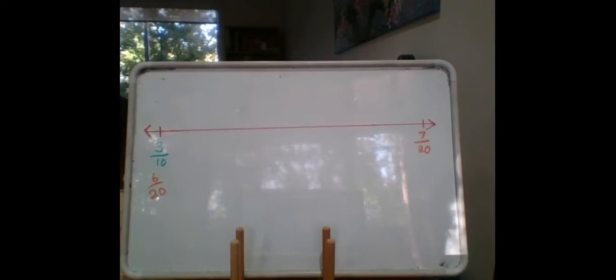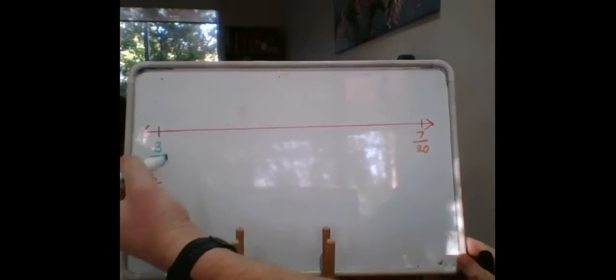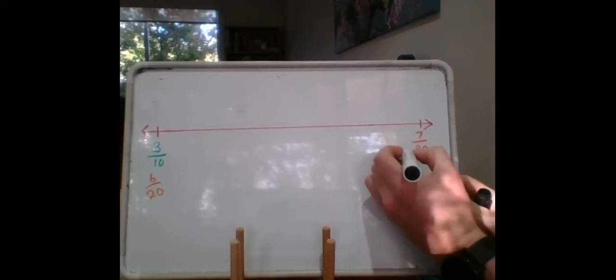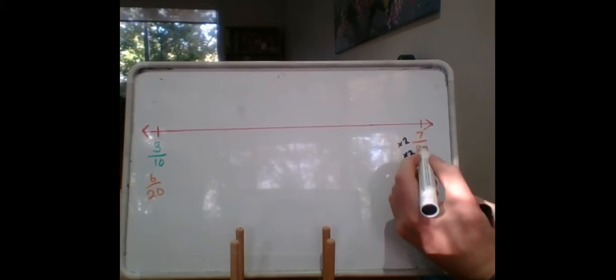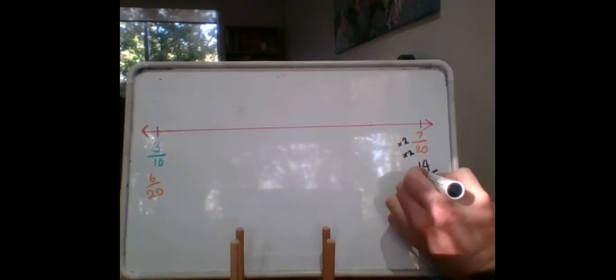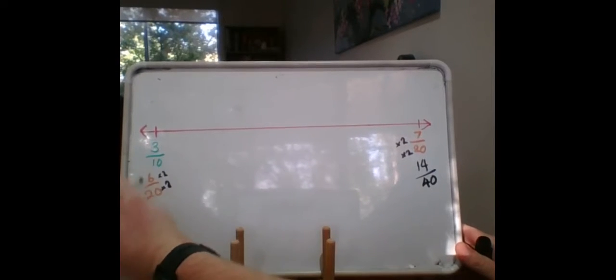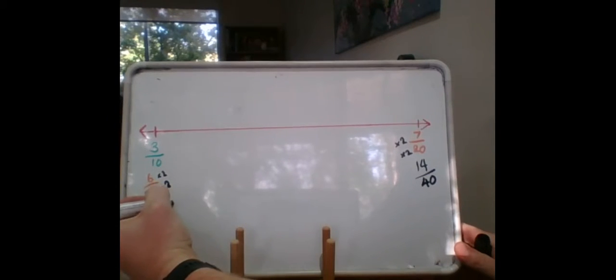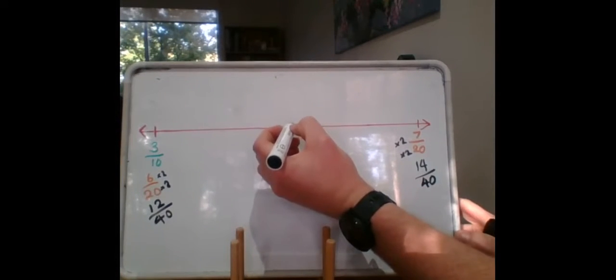Now, same as before, we've got 6/20 and 7/20. We can't do 6.5/20 because then it's not a fraction. But what we can do is start to think about other equivalent fractions that we could use so that we can put some other fractions in between here. If I multiply that by 2 and that by 2, so I double the numerator and denominator, that would give me 14/40. And if I did the same thing over here, that would give me 12/40.